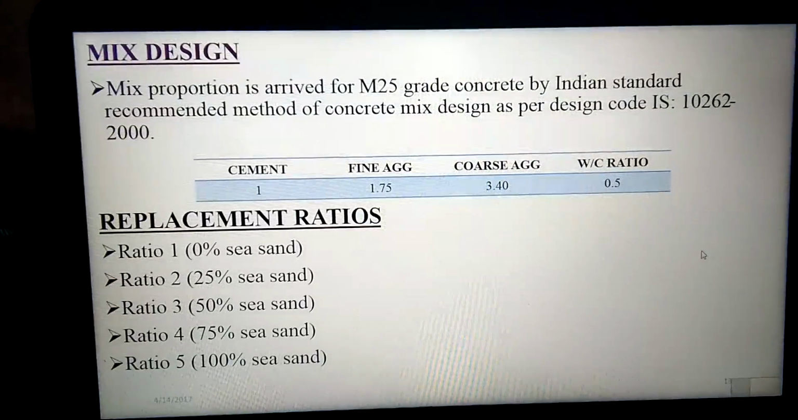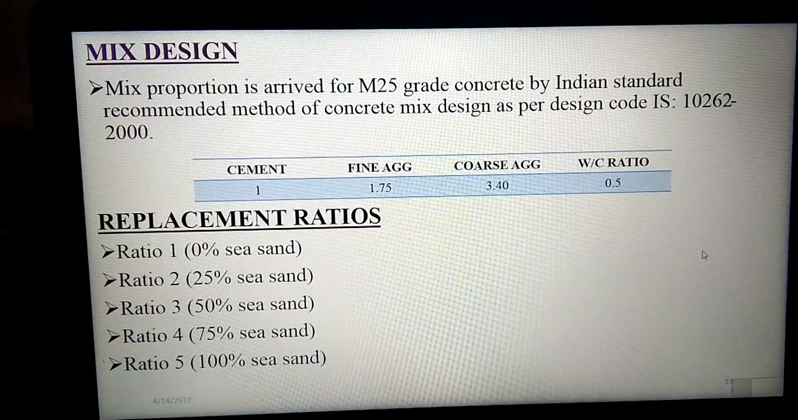In our project, we have used 5 replacement mix ratios. First one 0% sea sand, second one 25, third one 50, 75 and 100 respectively. These are the 5 mix ratios we used in our project. Next slide.